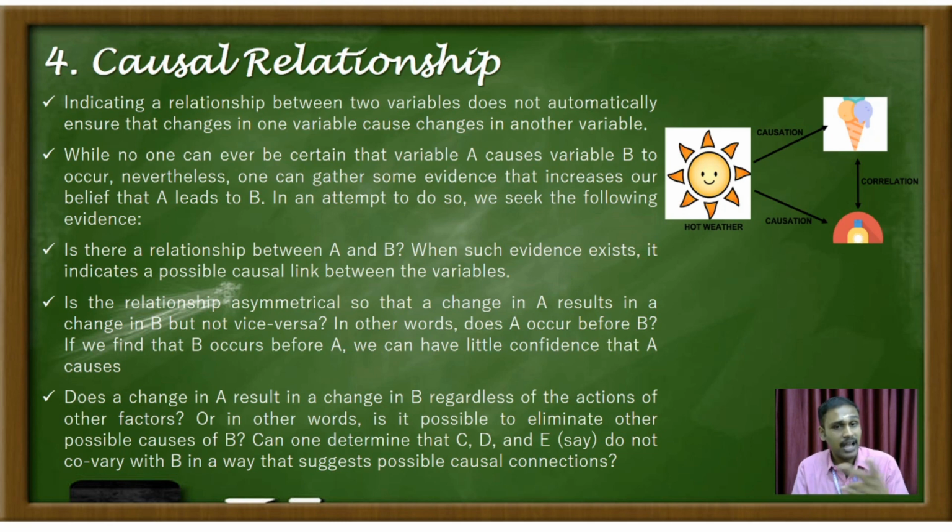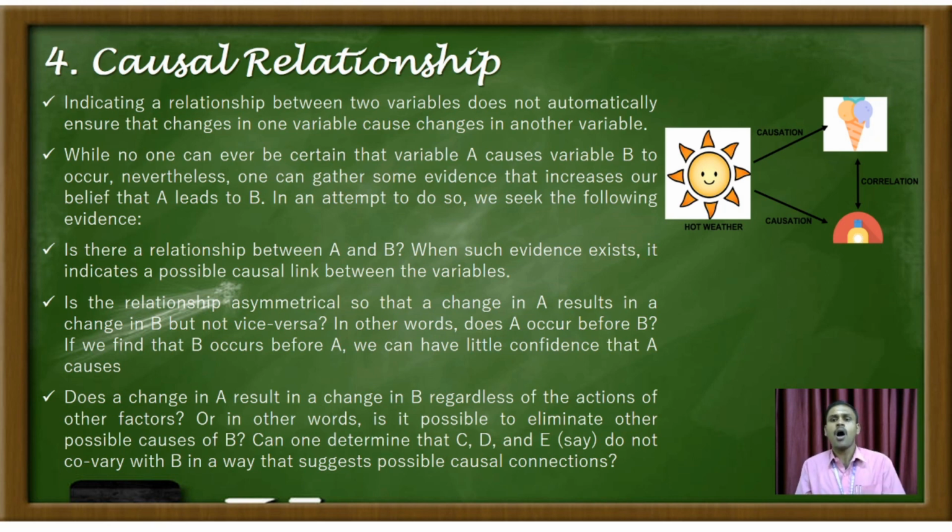Second is the asymmetric relationship: the change in A results in a change in B, not vice versa. In other words, does A occur before B? If we find that B occurs before A, we can be little confident that A causes B. We have to notice that. Does the change in A result in the change in B regardless of the action of other factors? In other words, is it possible to eliminate other possible causes of B? Can one determine that C, D and E, say, do not co-vary with B? Then we suggest a possible cause.